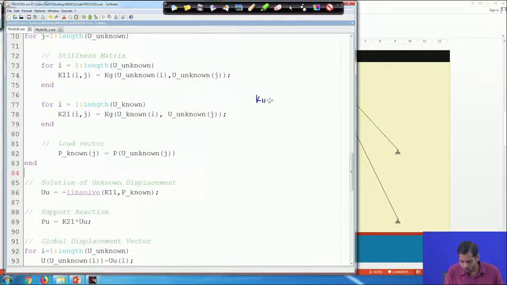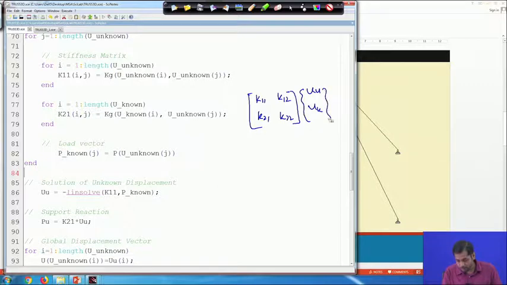Then we have P, if you recall, and K11, K12, K21, K22, all of which are matrices. This is equal to U unknown and U known, which is equal to P known and P unknown, right. So, from this we have the expression K11 into U unknown is equal to P known, because U known is 0, that is why this contribution will be 0. So, if we solve this equation we get U unknown.